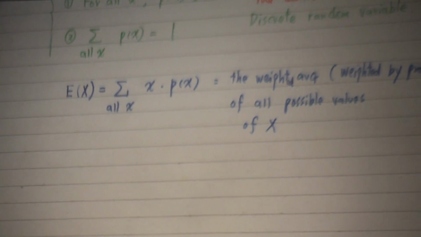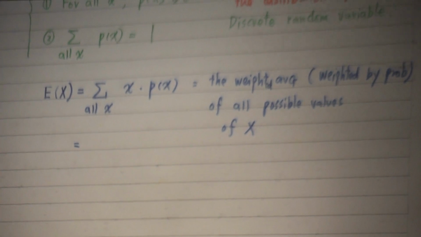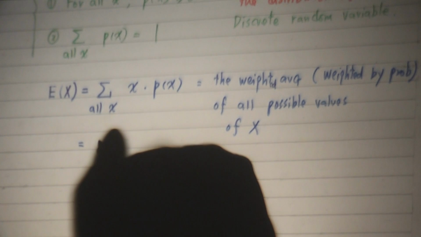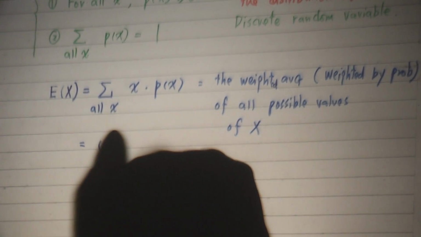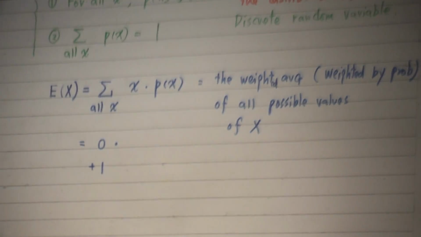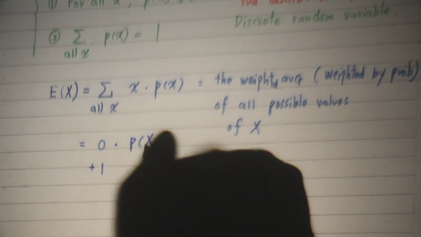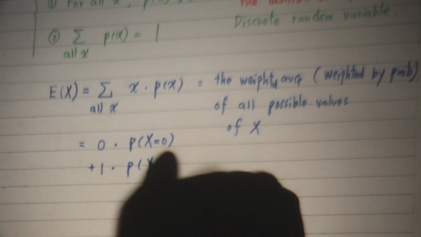In our example, the expected value of x, if x follows a Bernoulli random variable. A Bernoulli random variable has only two possible values. One is 0 and the other one is 1. But how likely do you see x equal to 0? Weighted by its probability: probability x equal to 0, and this one times probability x equal to 1.